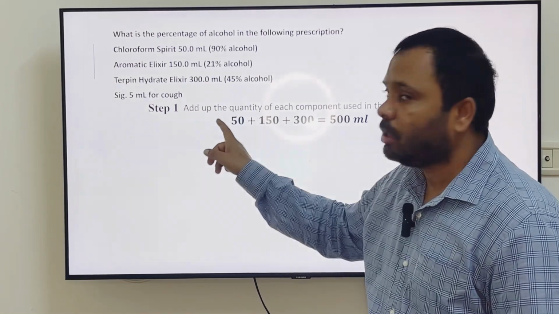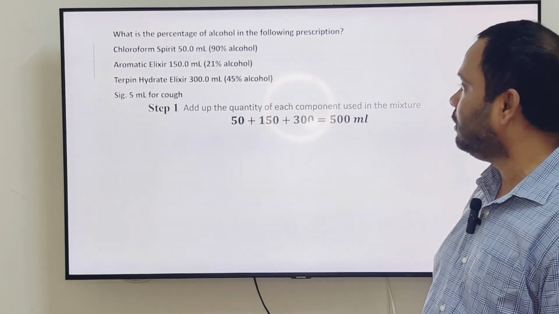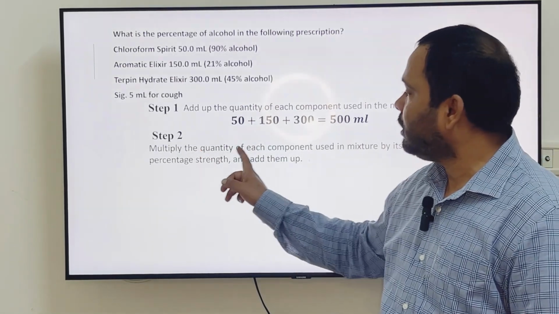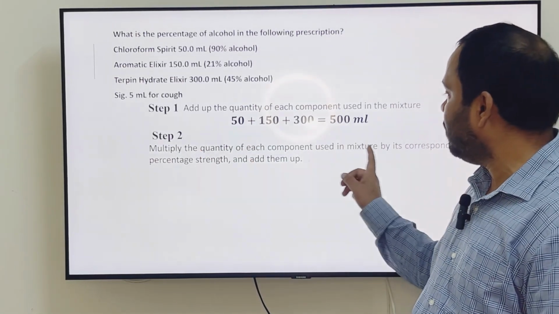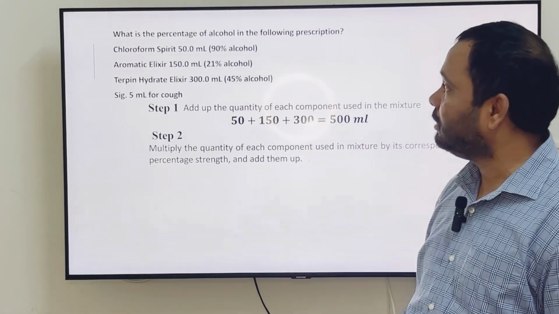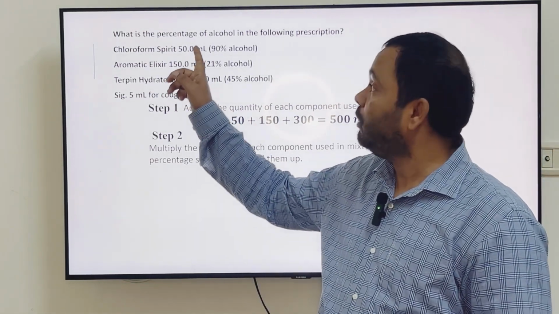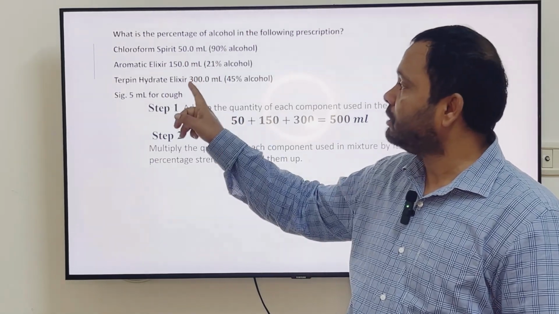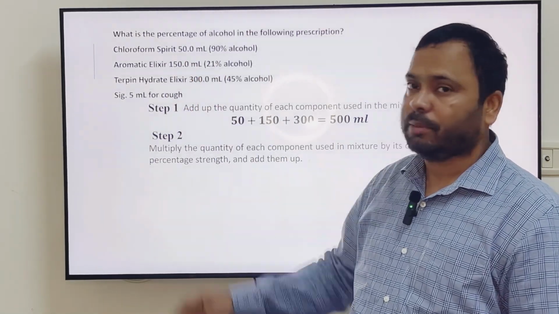I have added all components, that is 300 ml. So now step 2: multiply the quantity of each component used in the mixture by its corresponding percentage strength. It means we have to multiply 50 into 90, 150 into 21%, 300 into 45%.